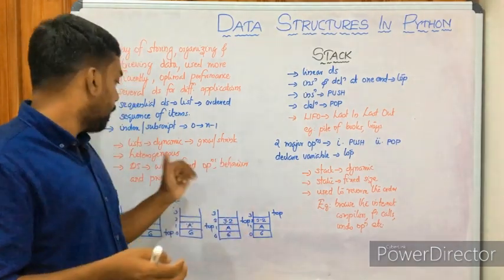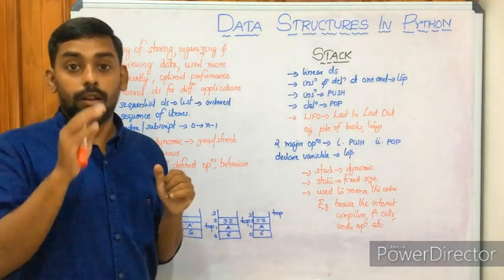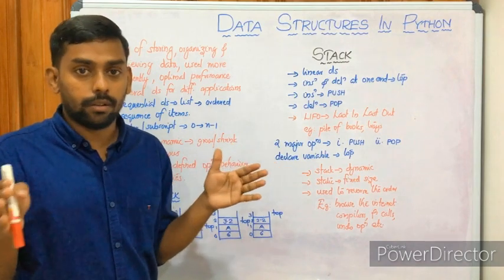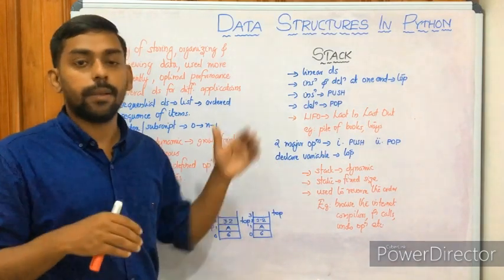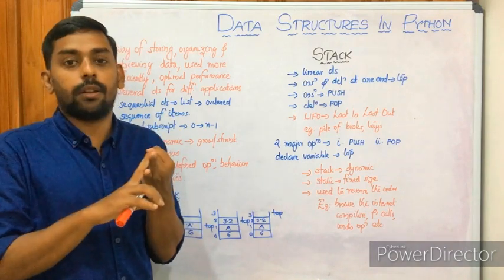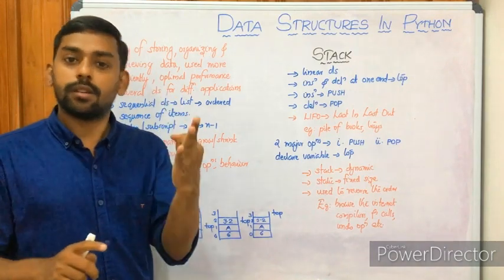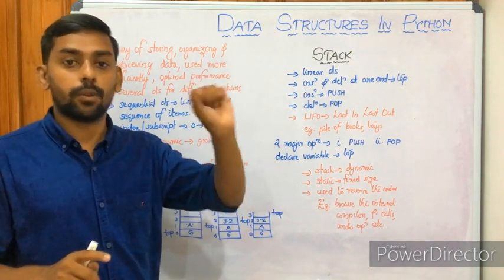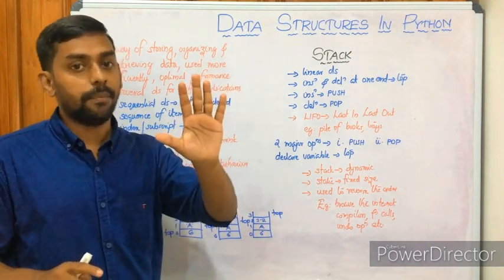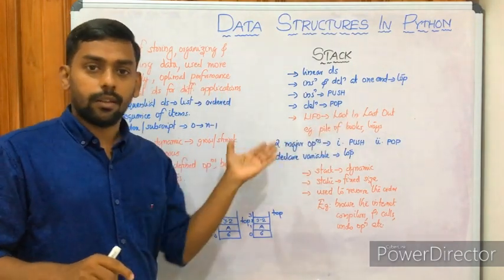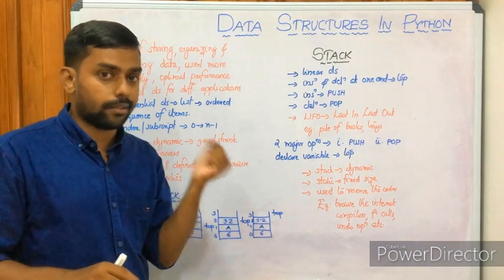Then stack. Stack is a very important data structure, and you can see its application in many real-world scenarios. Stack is a linear, sequential data structure. Insertion and deletion happen at one end called the top of the stack. Insertion is called push, deletion is called pop, and the processing order is called LIFO, last in, first out. A pile of books, a pile of trays, and a stack of coins are some examples.